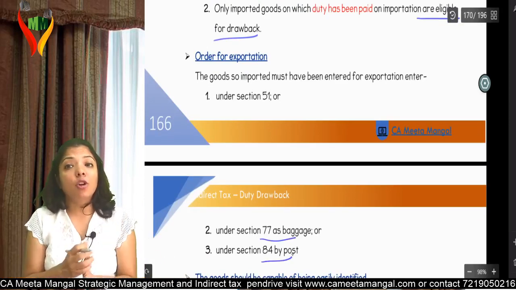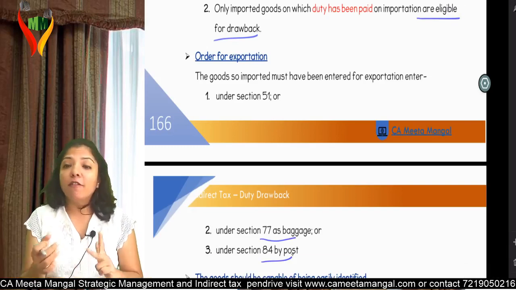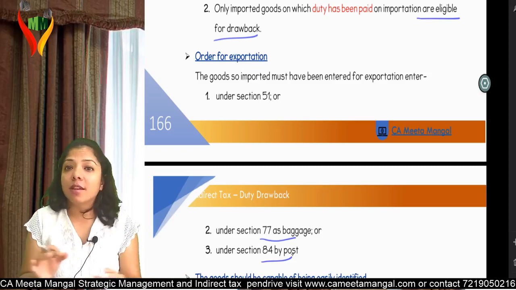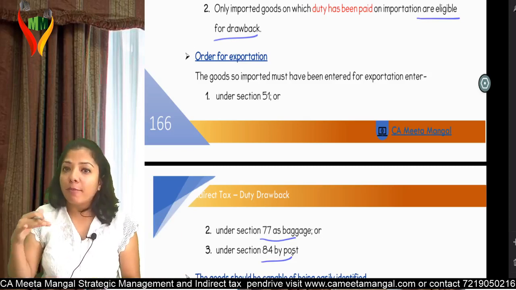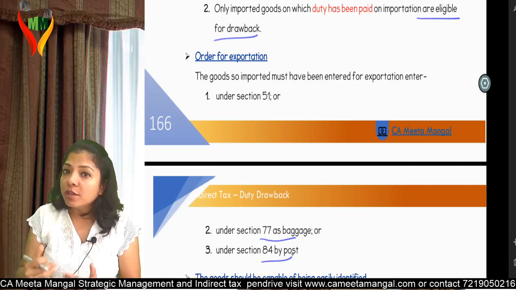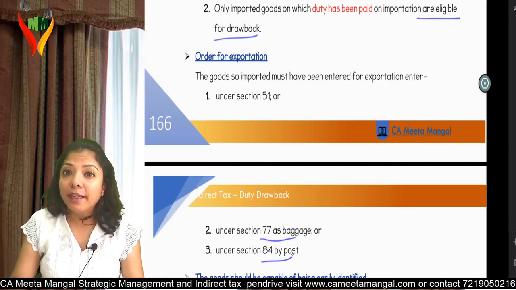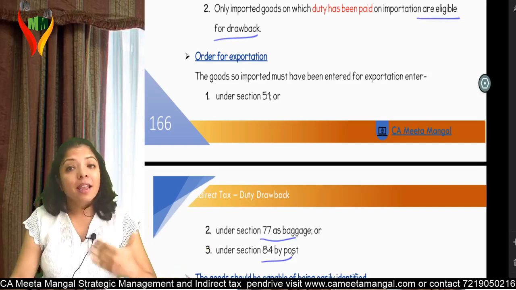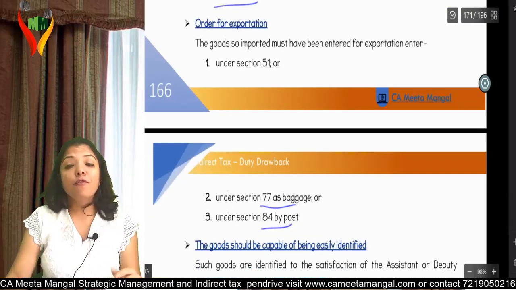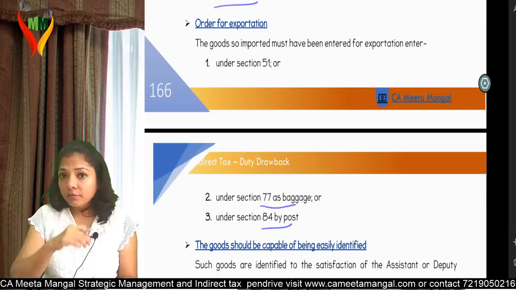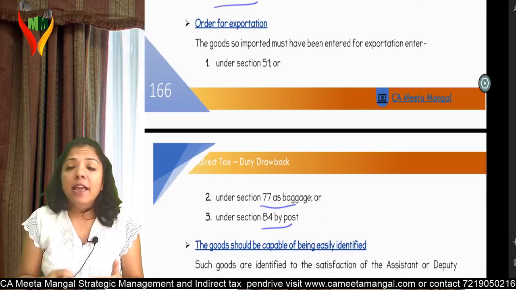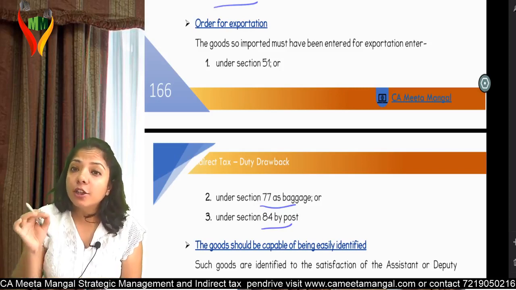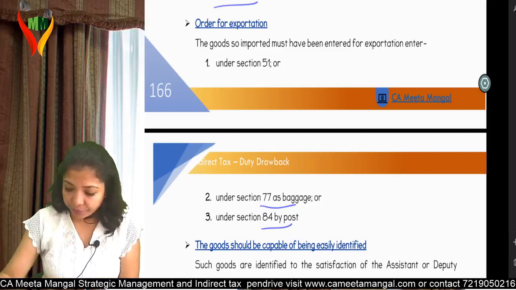So if you're exporting under normal export, if you're exporting under baggage, and if you're exporting through post, because in case of normal export, baggage and post don't come, you have a special provision for baggage, you have a special provision for post, which we have all done completely. Am I clear? I hope you're getting my point. Am I clear till here? Can I go into these three? If you're exporting under normal export, under baggage, or through post, all these three will be eligible for duty drawback under section 74.